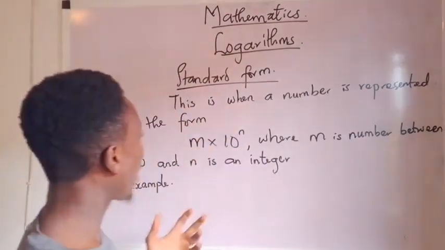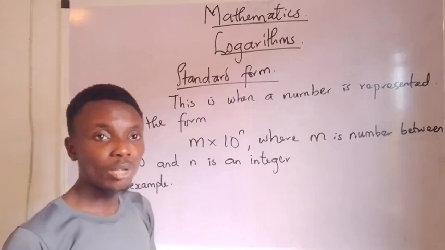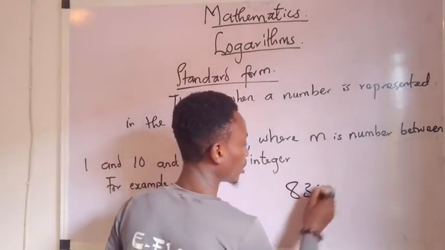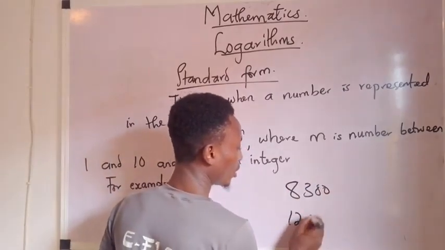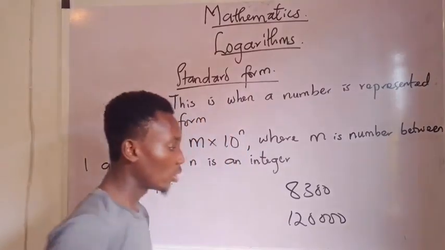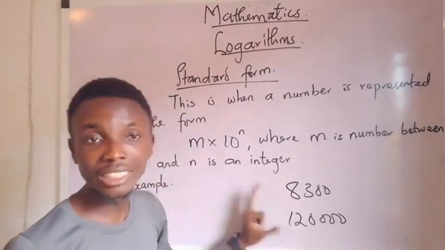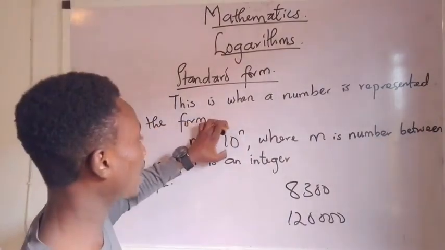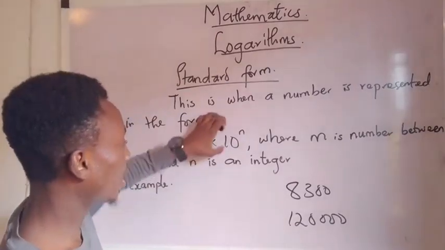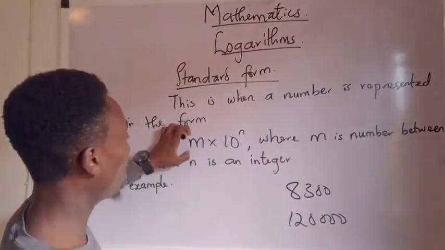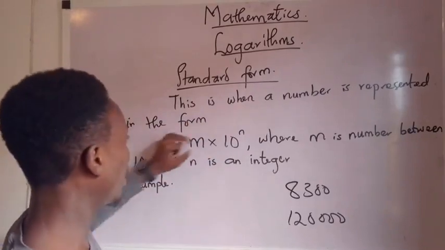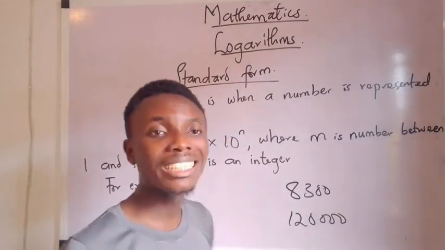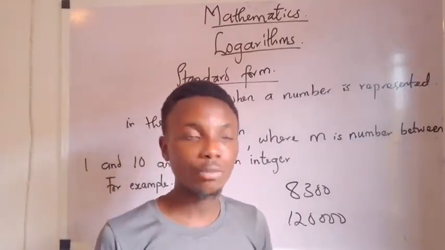Standard form is a number, normally you have a number represented. For example, you have 8,300, 120,000. You have numbers like this represented normally in digits, but when it's represented in the form of m times 10 raised to power n, that is when you multiply a number between 1 and 10 by 10 raised to a particular power, we call it a standard form.